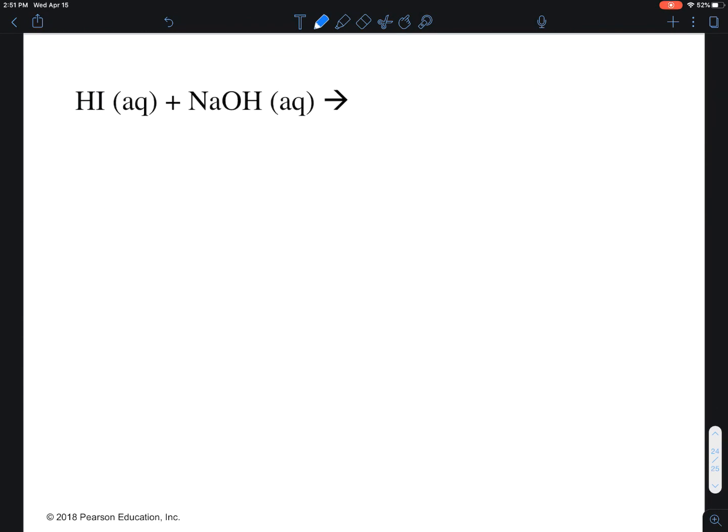All right, folks, last but not least, this is an acid-base reaction. We've got HI, which is an acid, and we've got sodium hydroxide, which is a base. When you have an acid-base reaction like this, you're going to be making water and a salt, right? Because you're making water, you know you're going to have some kind of net ionic equation. So let's do this reaction. Let's write the balanced equation first.